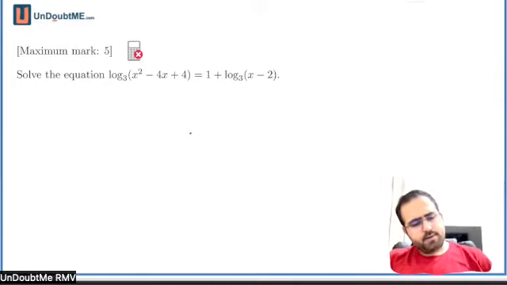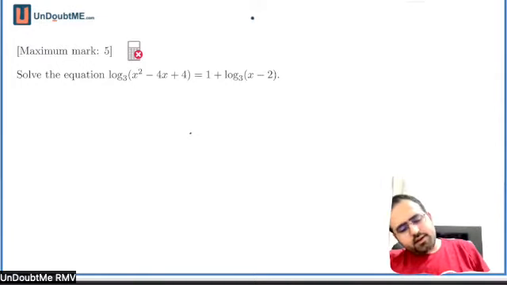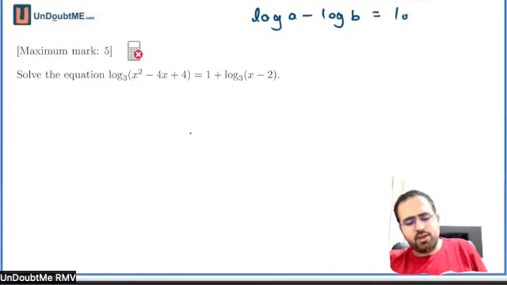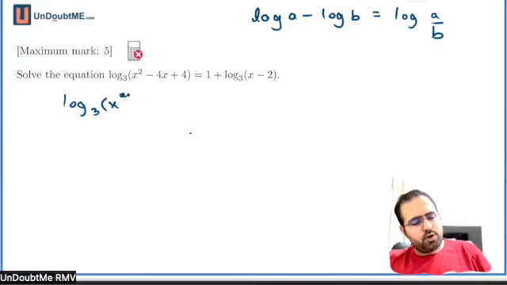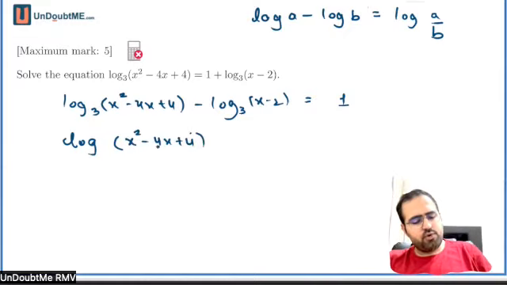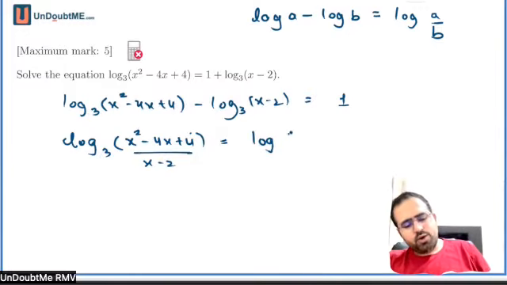Because of the rule that if it's subtraction, then you can divide. Yes, exactly. So the rule which Madison is saying is this: log A minus log B is log A by B. So that will be log of x square minus 4x plus 4 minus log of x minus 2, both having base 3. On the other side, I have 1. So on the left hand side, I can apply that property, so it will be x square minus 4x plus 4 over x minus 2. And this 1 can be written as log of 3 to the base 3.